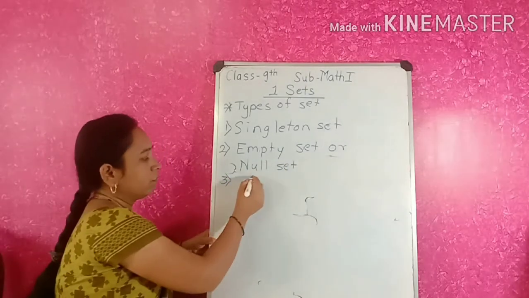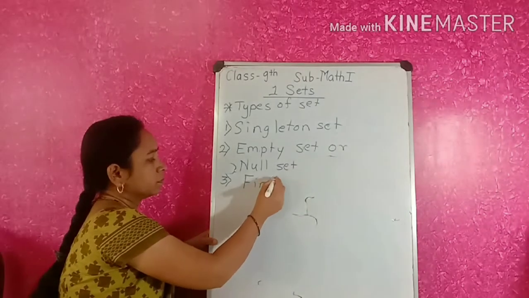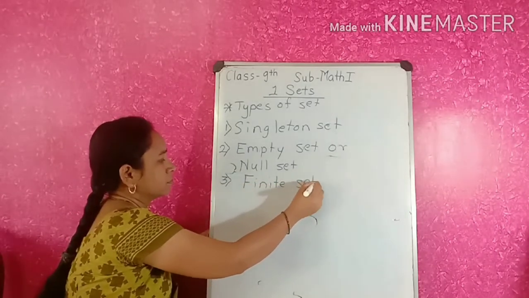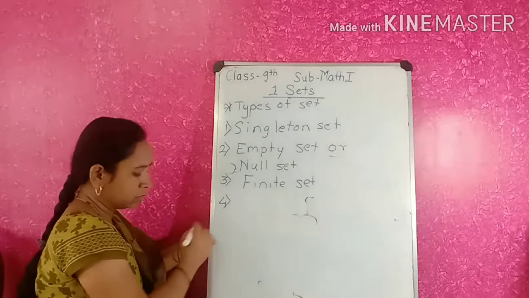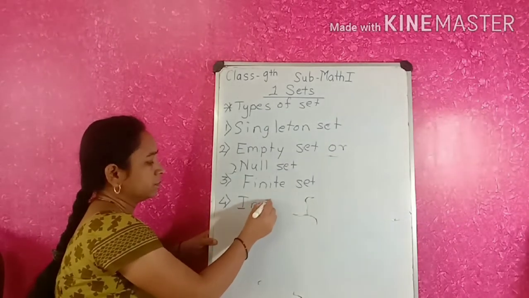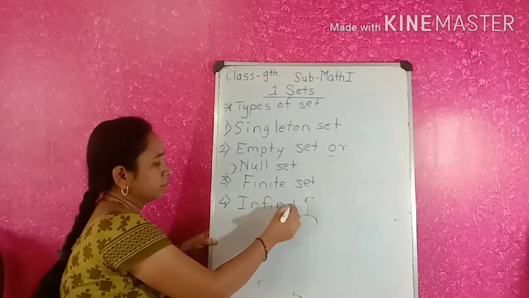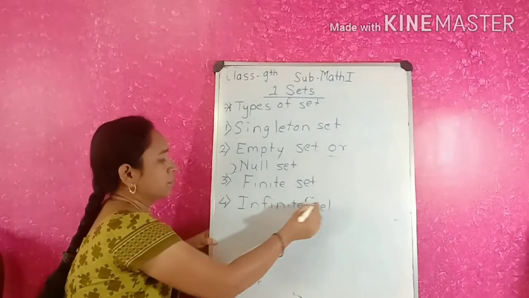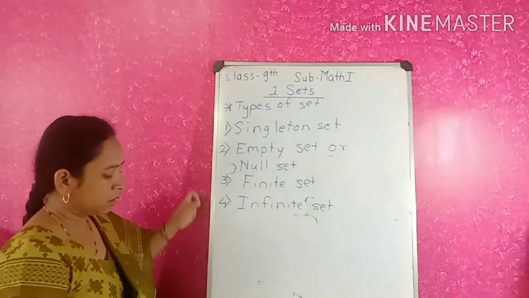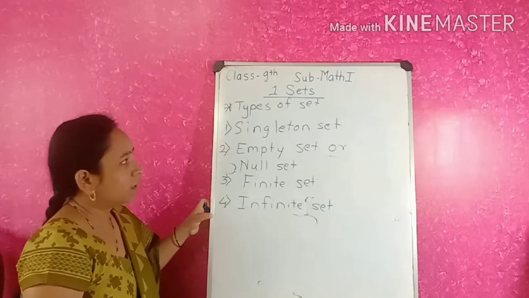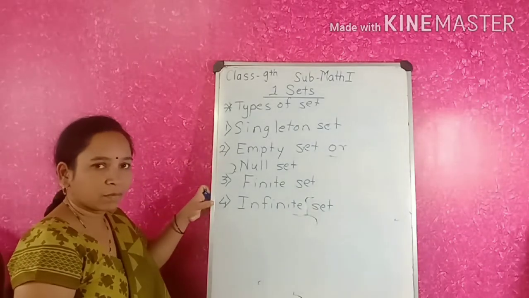Third, finite set. Fourth, infinite set. These are the 4 types of sets. Let's study these types one by one.